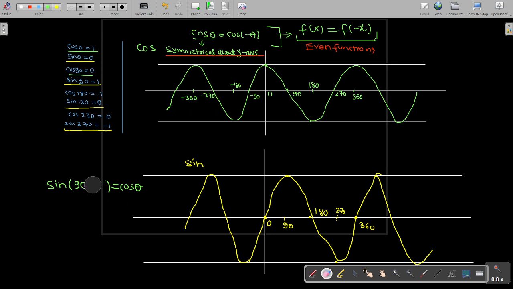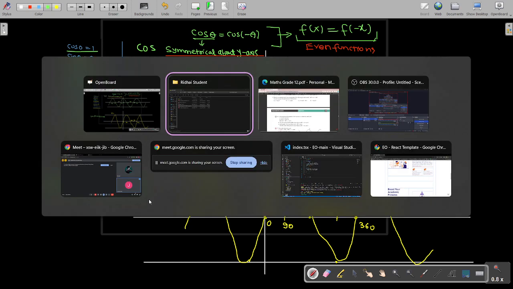Sine 90 plus theta, we can just say sine theta plus 90. The same thing, right? It shifted left by 90. Okay, let's try to understand it better.